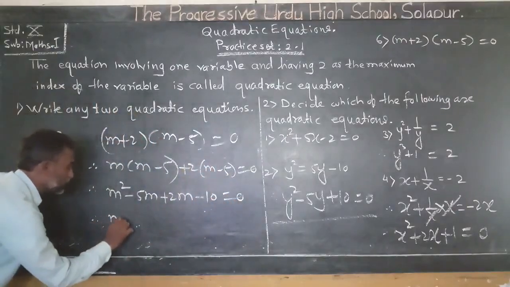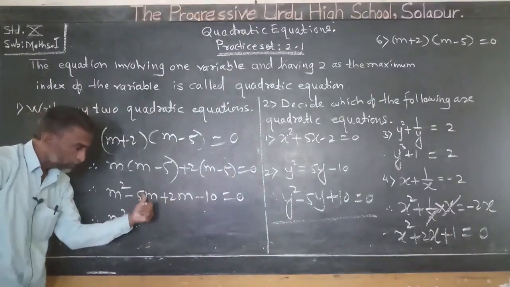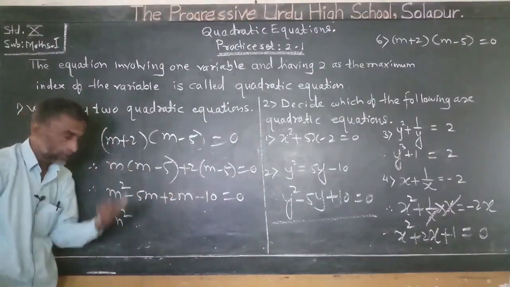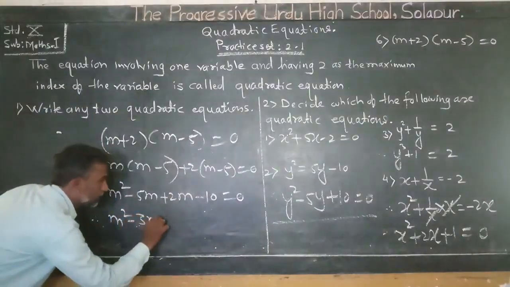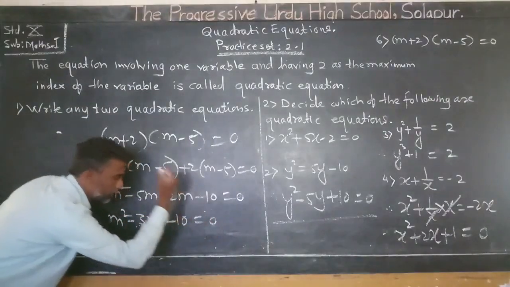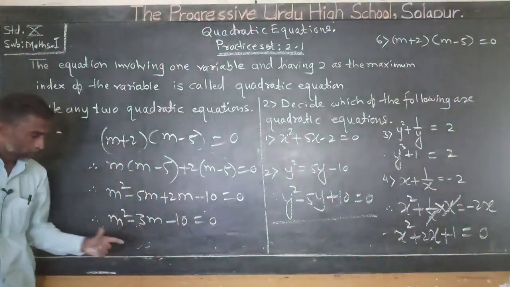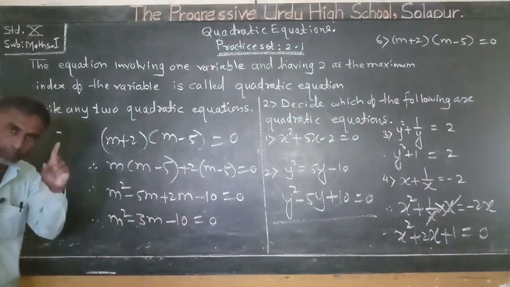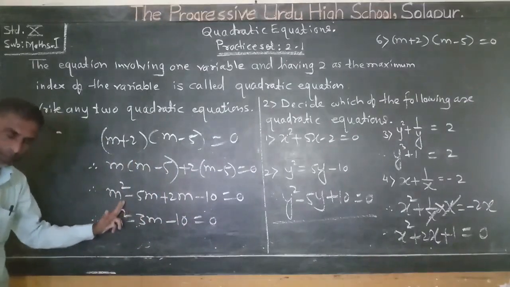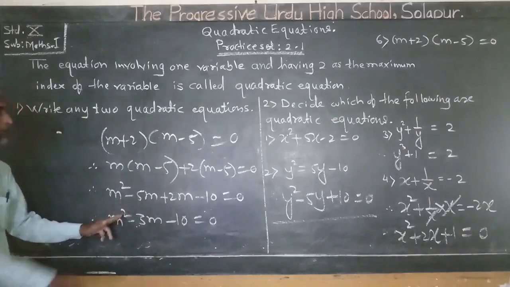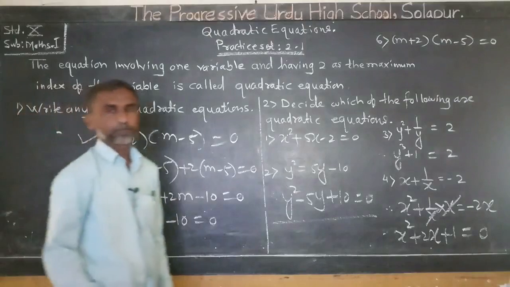Therefore, m square. Signs are different, do the subtraction. 5m minus 2m remains 3m, give the sign of greater number, that is minus 3m, minus 10 is equal to 0. Now, we got the standard form where m is the only variable and maximum index power of the variable is 2. Therefore, it is also a quadratic equation.